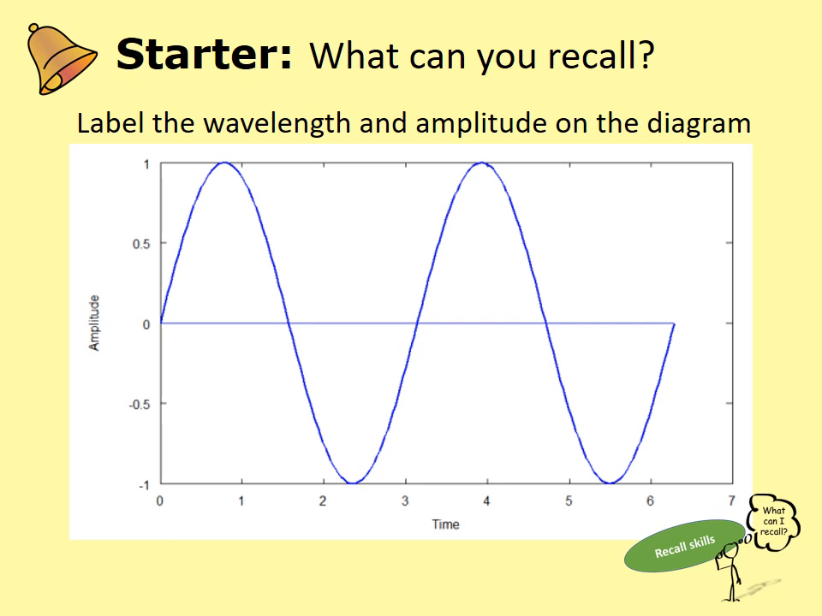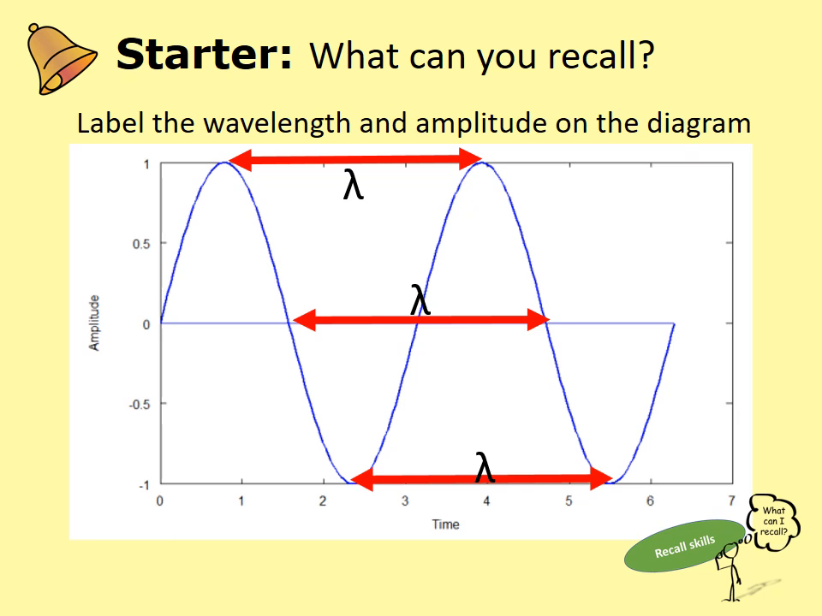Right, so you could put the wavelength peak to peak. Just make sure that you go from one peak to the very next peak. Be careful with your arrow in an exam. Lambda there is the symbol for wavelength. Or you could put it from the central position to where it repeats itself again, and you'll notice that red line is the same length as the other red line. Or you could put it trough to trough across the bottom.